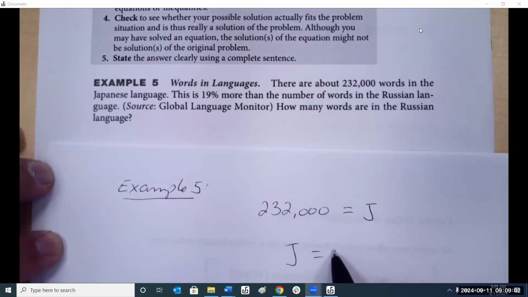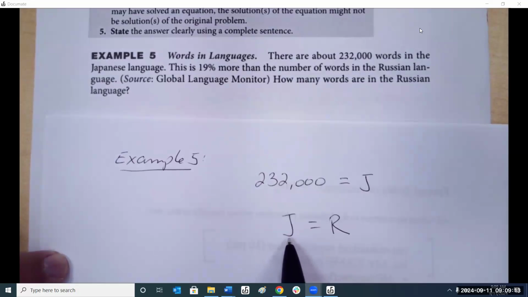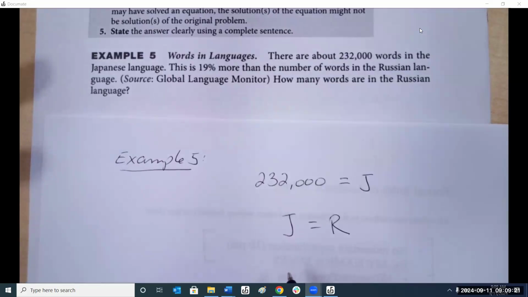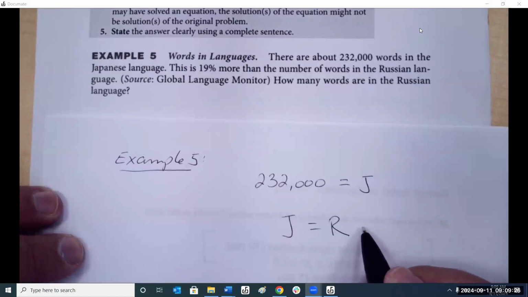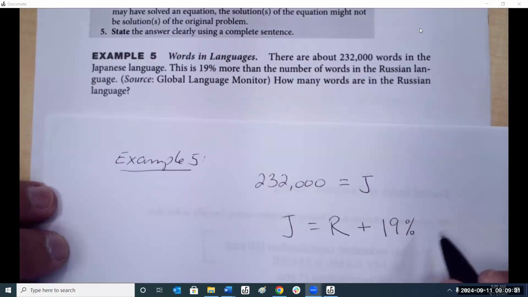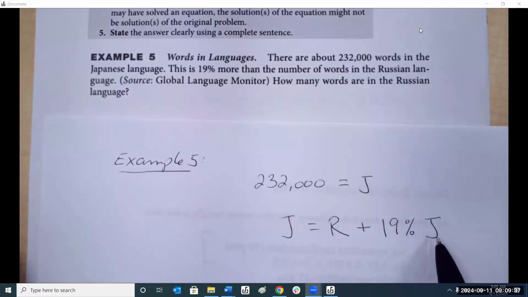So let's look at, if the Japanese and Russian languages were equal, if they both had 232,000 words, that'd be great. But the Japanese language has more words. How many more words? 19% more. 19% of what? 19% of the words in the Japanese language. So since it says more than, to make them equal, I have to add 19% of the Japanese language to the Russian language to make them equal to the Japanese language.